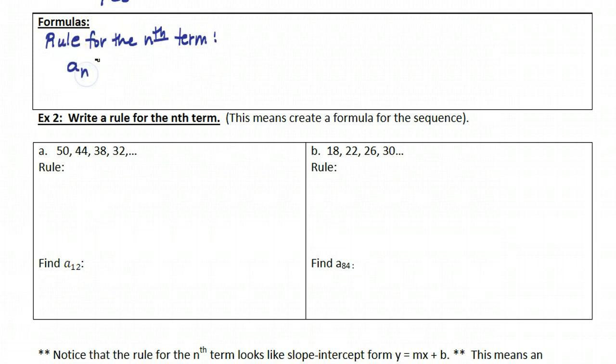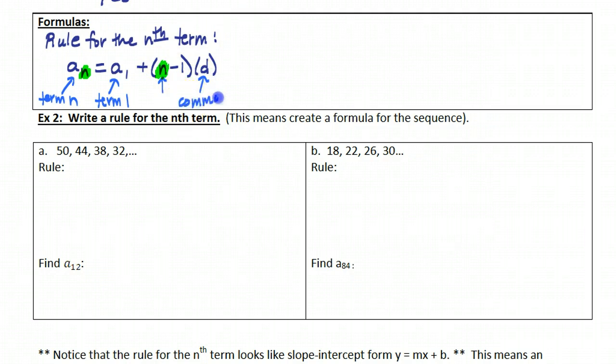Here's my formula. a sub n equals a sub 1 plus, in parentheses, n minus 1, outside the parentheses, times d. And why don't we just write in quick a reminder so you remember what each of these things means. So a sub n is term n, a sub 1 is term 1, n is the term number we're trying to find. Just so you know, this n always matches with this n. So if I'm trying to find term 3, for example, I would put a 3 in for n. And then last but not least, d is the common difference that we just talked about.